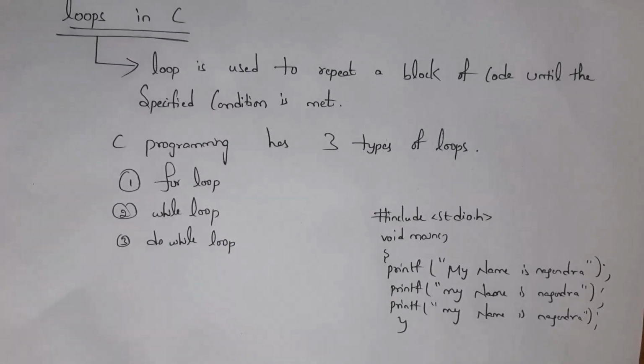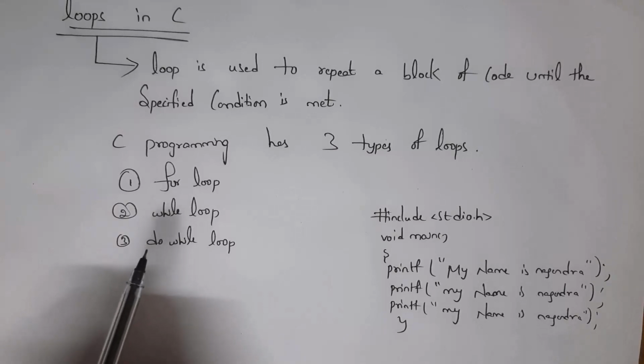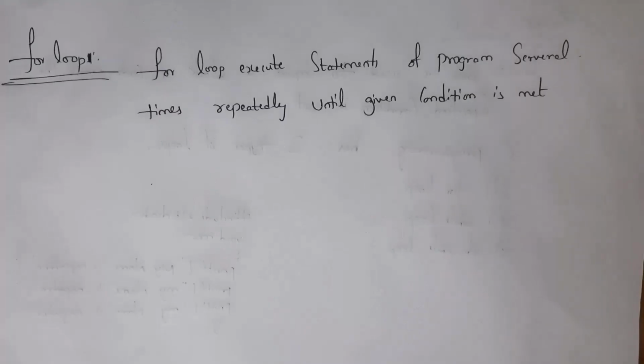This is the definition of a loop. C programming has three types of loops. They are for loop, while loop and do while loop. At first I will explain what is for loop. This is the definition of for loop.